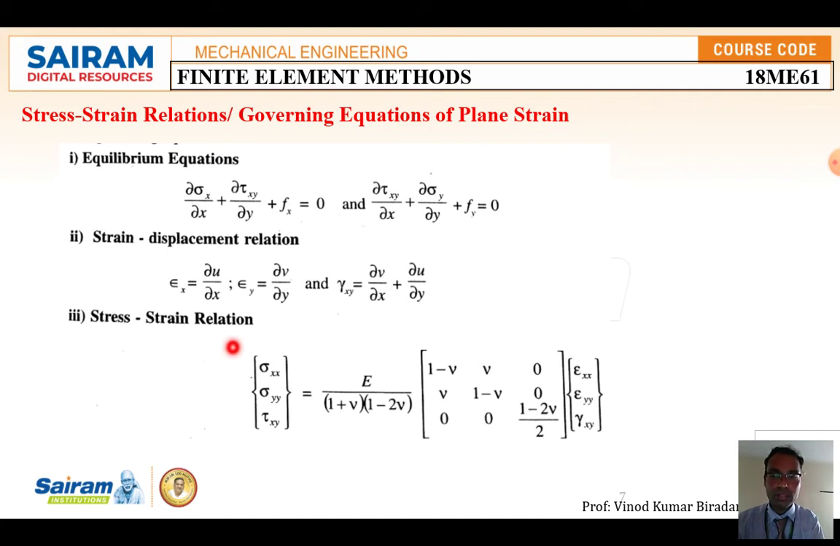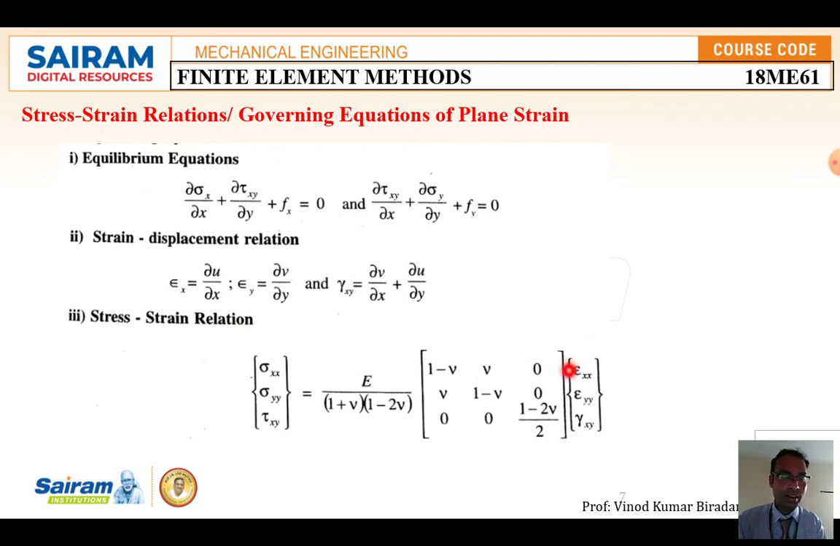strain relationship. Again, here two direction stresses will be acting, that is sigma x and sigma y. So that is sigma x, the stress along x direction, the stress along y direction, and the shear stress that is tau xy, which is equal to E, the material property or Young's modulus, E divided by (1 plus gamma)(1 minus 2 gamma), times the matrix: 1 minus gamma, gamma, 0; gamma, 1 minus gamma, 0; 0, 0, (1 minus 2 gamma) whole divided by 2. So this is the matrix we are going to consider in the stress strain relationship.